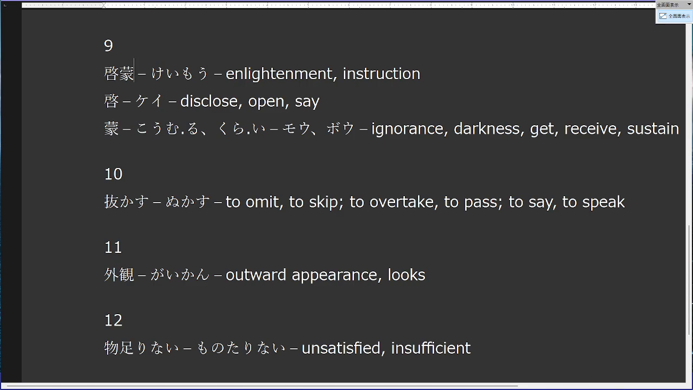Kemo no mo is darkness or ignorance inside the grass-covered hill. Kemo no mo is ignorance or darkness, and kemo itself is a disclosure of something that brings you out of darkness or ignorance, an instruction or enlightenment. Kemo is enlightenment or instruction.